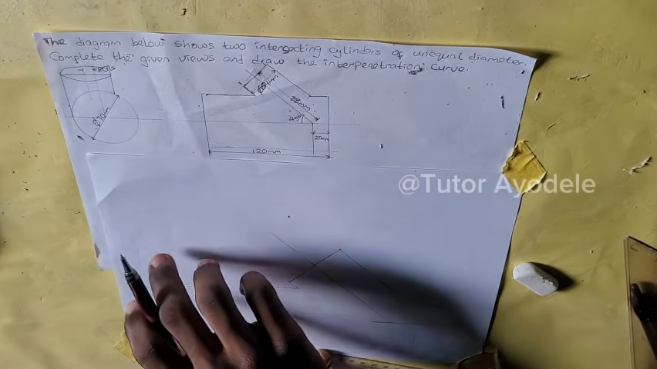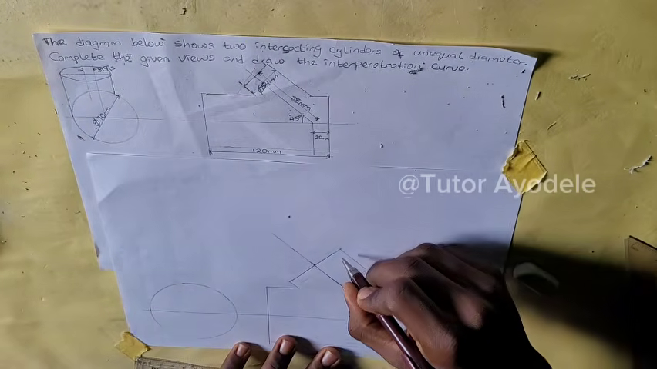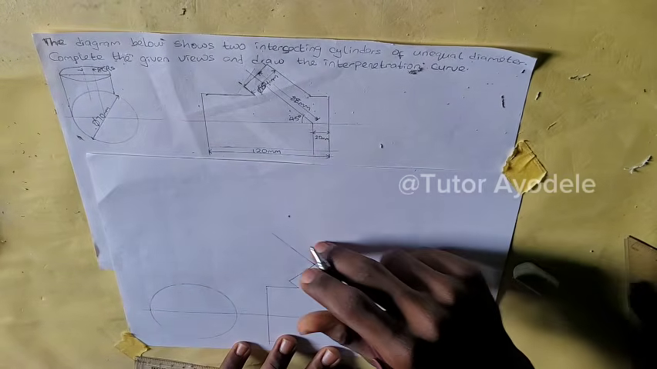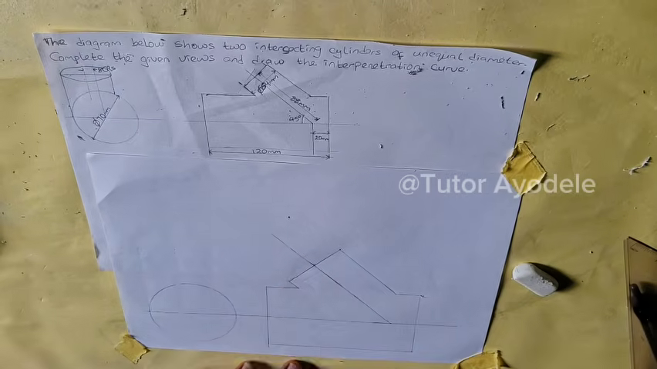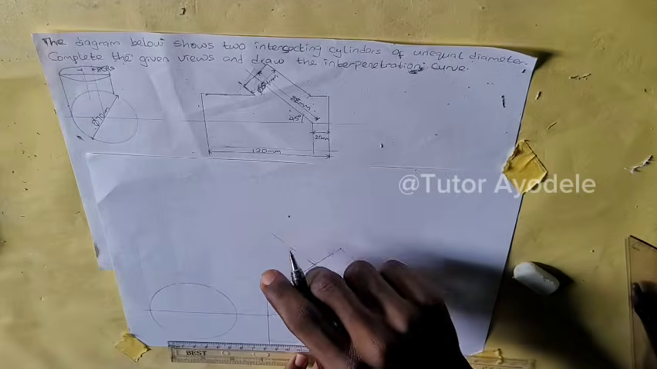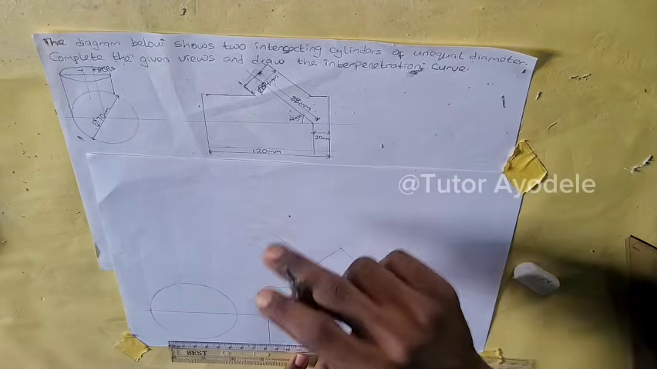The next thing now is to draw this part here. From this point, we're going to draw a straight line this way, and from this point, we're going to draw a straight line this way. So this line, I'm not going to erase it because I'm going to use it later.